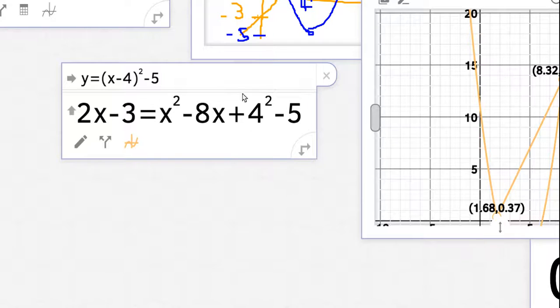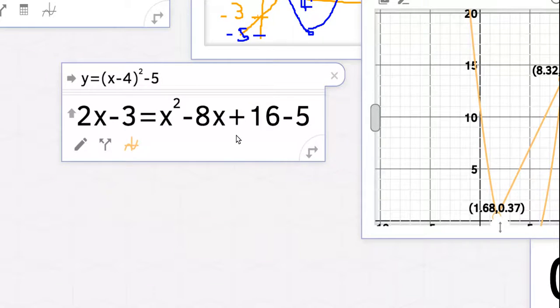Now I need to do some simplifying. x squared can't be simplified because I don't know what x is yet. 4 squared can certainly be simplified. I just double click that, and 4 squared becomes 16. Do you see any like terms?